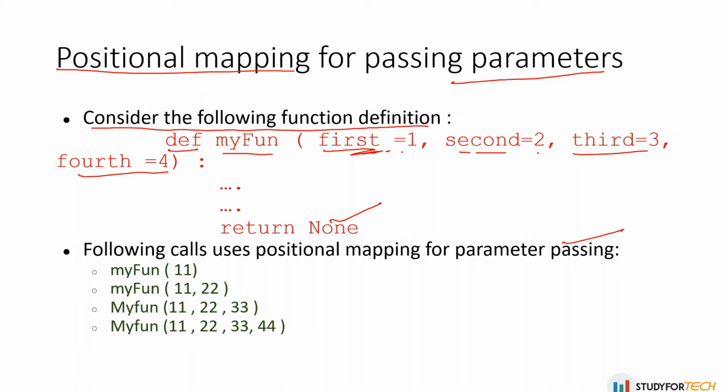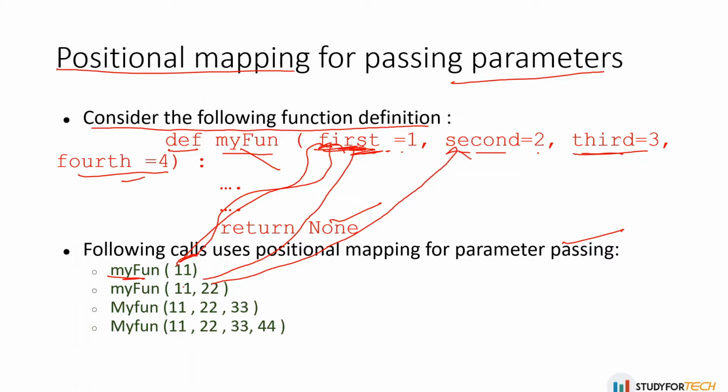When I am calling this function my fun with 11, this is the positional mapping. That means it will be mapped to the first position. If I am calling my fun 11 and 22, then 11 will be mapped to the first one, 22 will be mapped to the second one, and the third and fourth will have the default values assigned. So third will have 3 and fourth will have 4, but the first will have 11 and the second will have 22.